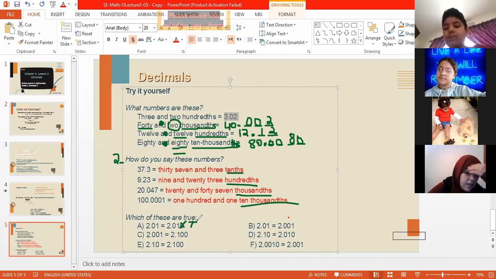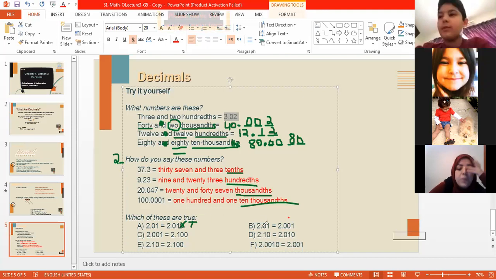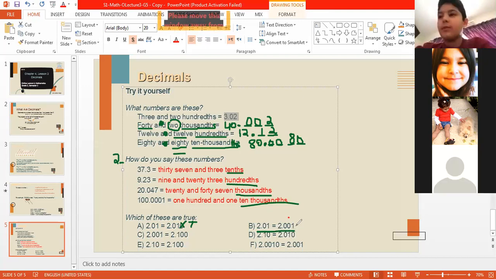Lamar? Yes, Miss. Yalla, number B: 2.01 and 2.001. What do you think? Yes, it's true. Lamar, how is it true? Here we have 2.01, meaning the 1 is in the hundredths. Here we have 2.001, meaning the 1 is in the thousandths. So are they the same? Oh, no. Okay, great.